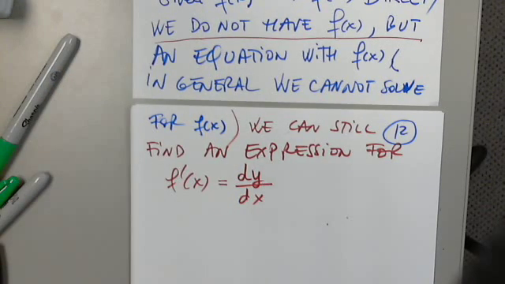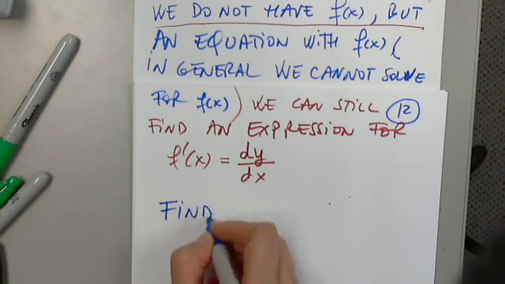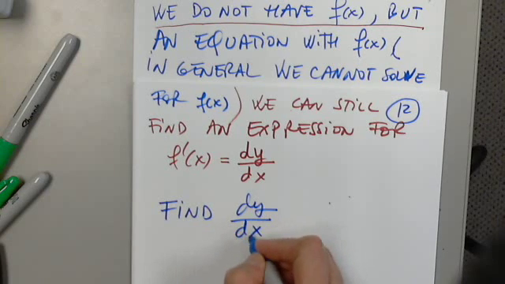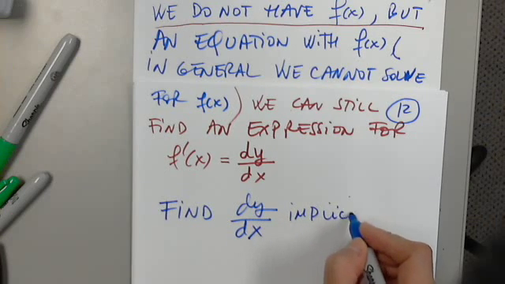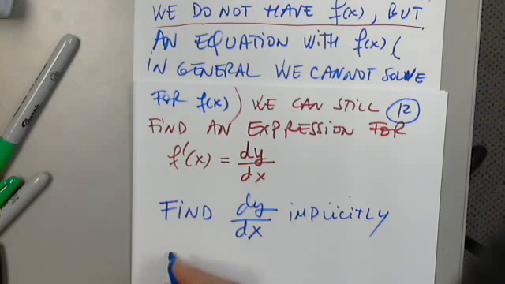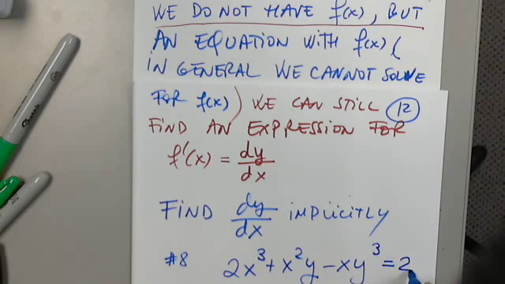Very good. We're not going to use f prime as a notation, although it's the same thing. And you'll see in a moment why. Let me choose an example. Let's start with a simple one. Here's the requirement. Find dy over dx by implicit differentiation. I'm going to say implicitly. And this is number 8, which is 2x cubed plus x squared y minus x y cubed equals 2.